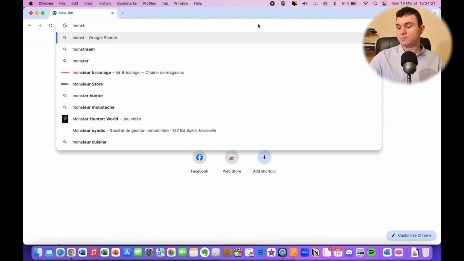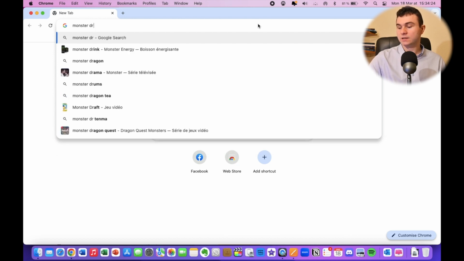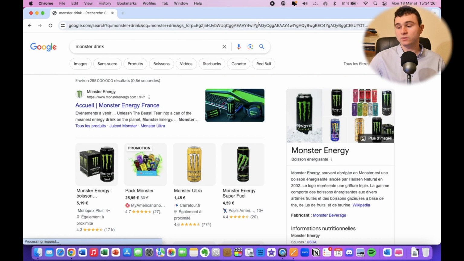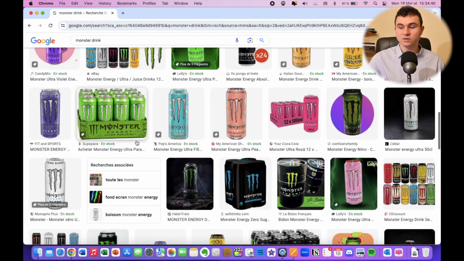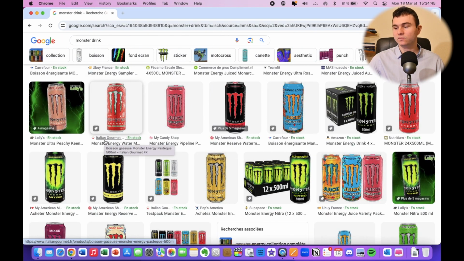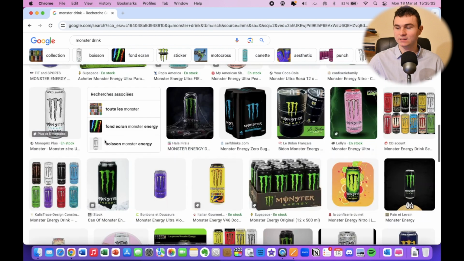If you just type Monster drink, you will find, and I'm sure that you are all familiar with this product, the equivalent of Red Bull, and I think they have one product, just these cans of different flavors, and they just sell energy drinks. But I'm not very familiar exactly with the business model, the distribution, the competitive advantages. I just know that this company sells energy drinks, so the business model seems quite easy to understand.